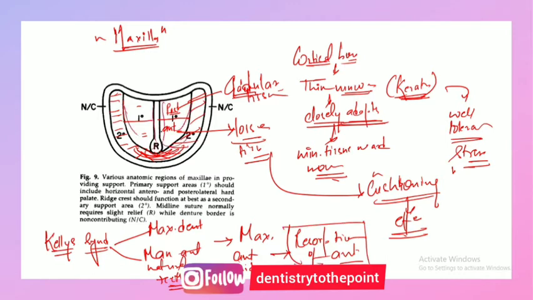There are also some areas in the maxilla which are to be relieved, that is your mid palatine raphe as well as the incisive papilla, and you have the fovea palatina. If you have any palatal tori, that also should be relieved. And there are also some areas which are non-contributing, that is your denture border. So these denture borders are considered non-contributing areas.